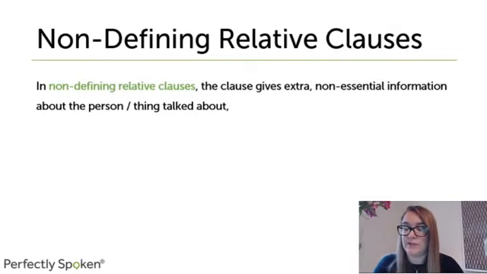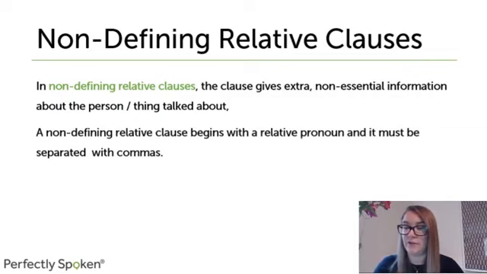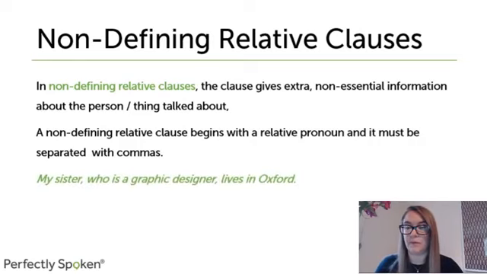Non-defining relative clauses. The clause gives extra, non-essential information about the person or thing talked about. A non-defining relative clause begins with a relative pronoun and must be separated with commas. My sister, who is a graphic designer, lives in Oxford. So my sister lives in Oxford is a perfectly valid sentence. Who is a graphic designer is giving us extra information about the sister.